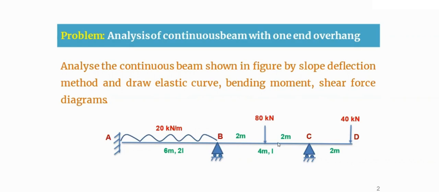kilonewton, which is at the center of this beam. And the span here is 4 meters. Moment of inertia is I. Whereas CD is an overhang portion. So for this portion, you have a distance of 2 meters. It is carrying a point load of 40 kilonewton.